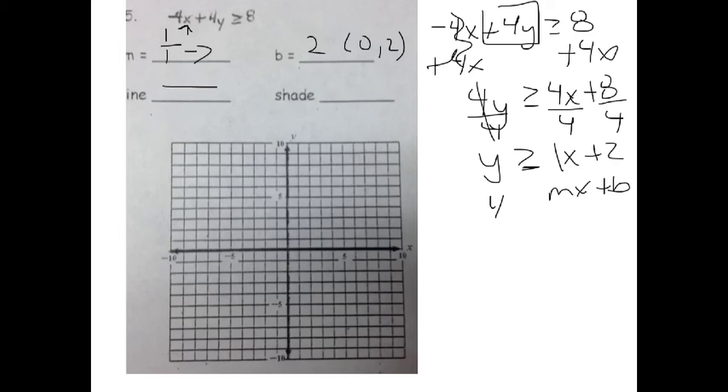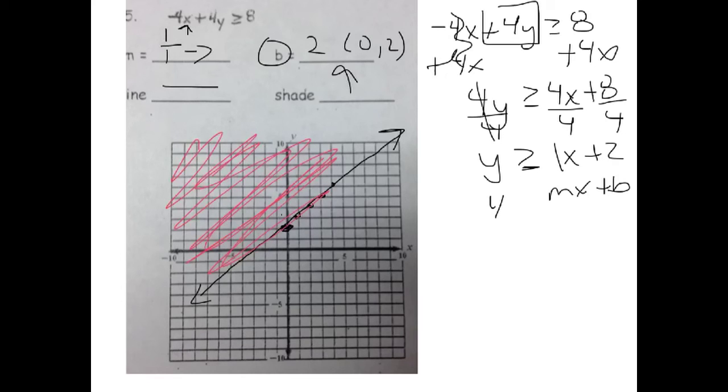Line under it, solid line. Shading, this is greater than, so this is shade up. So I begin with b, so up 2. Then my slope is up 1 over 1, up 1 over 1. Solid line through there. Shade up.